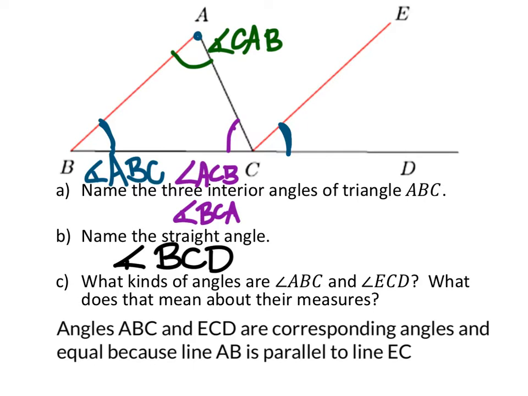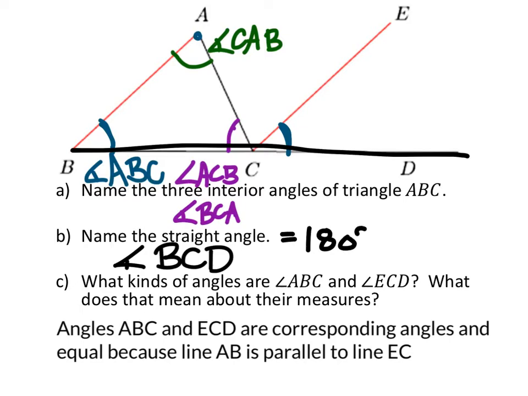Now before we look at part D, part B, it says that angle BCD, or we said that angle BCD, or we could say angle DCB, that's a straight angle. How many degrees are in that straight angle? 180 degrees, right? We need to remember that the straight angle is 180 degrees when we look at part E, I think.